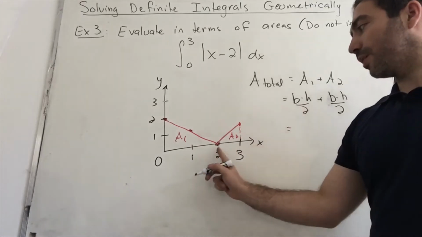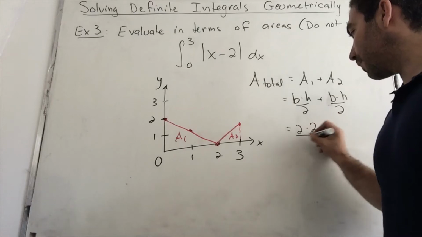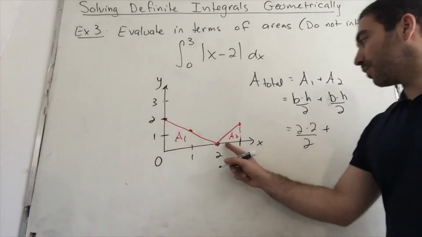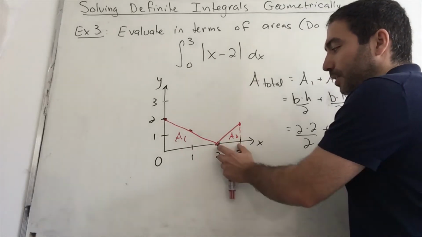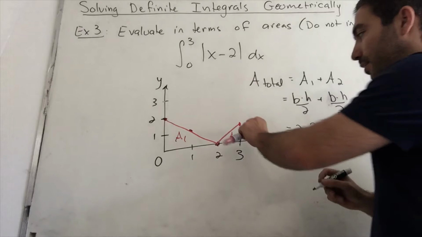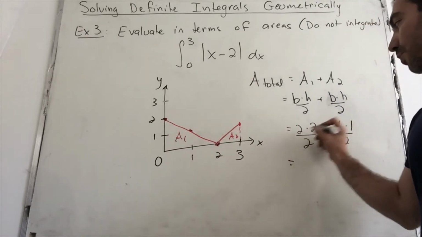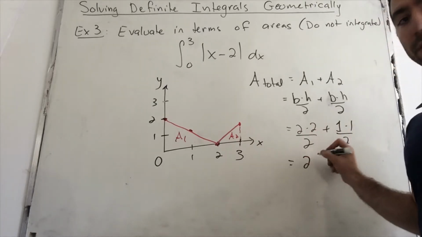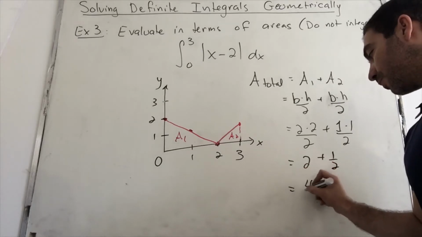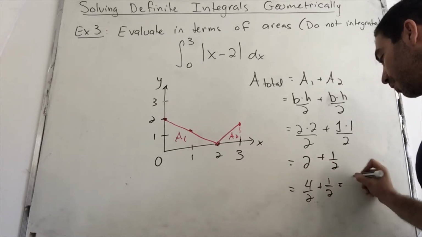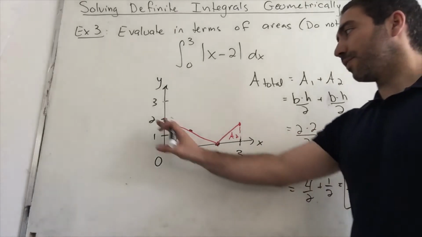And the base of the first triangle is a distance of 2, times the height, which is also a distance of 2, divided by 2, plus the smaller triangle, area 2. The base is the distance from 2 to 3, so 3 minus 2, that's a distance of 1, times the height, which is also a height of 1, over 2. This gives us 2 times 2, which is 4, divided by 2 is 2, and 1 times 1 divided by 2 is a half, giving us 4 over 2 plus a half, which is equal to 5 over 2 units squared. And that's the total area for this region here.